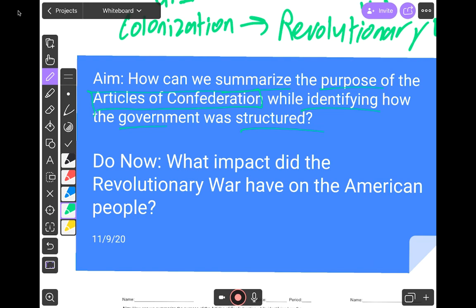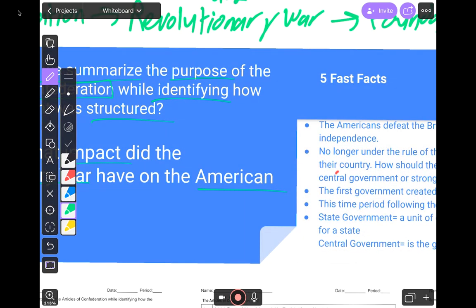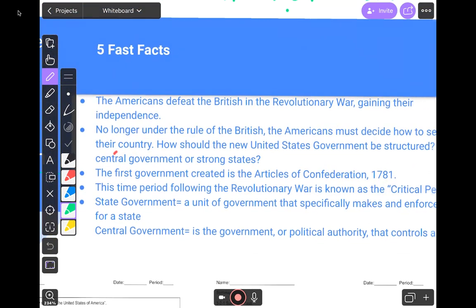Okay. For our do now, it asks, what impact did the Revolutionary War have on the American people? So we talked a lot about causes leading up to the Revolutionary War. Now this do now is trying to have you think about what is an effect of that war? What is a result of that war, and how does it impact the American people? So you can pause this video, jot down your ideas for your do now, and then we'll meet together at the fast facts.